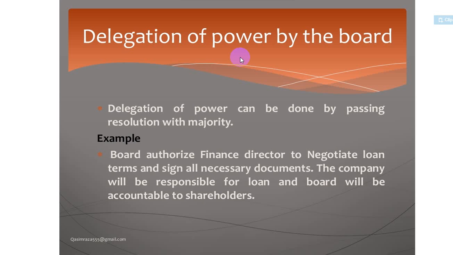For example, a board authorizes the finance director to negotiate loan terms and sign all necessary documents. The company will be responsible for the loan, and the board will be accountable to the shareholders. The finance director is to negotiate loan terms and sign all necessary documents. The company will be responsible for the loan, and the board will be accountable to the shareholders.